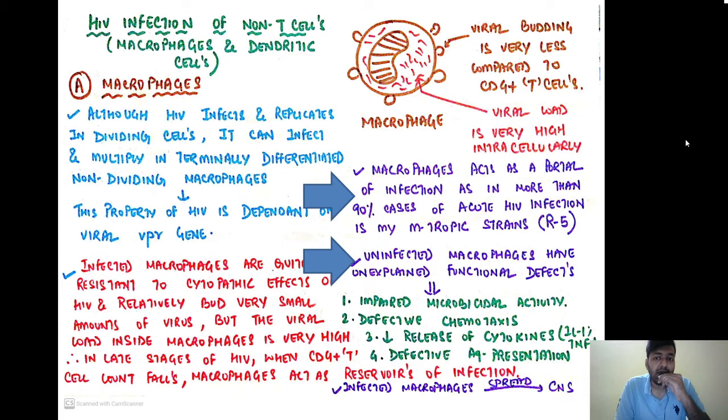Remember, the uninfected macrophages also have unexplained functional defects like an impaired microbicidal activity, defective chemotaxis, decreased release of important cytokines like interleukin 1 and TNF, as well as defective antigen presentation. Also, a very important point is that the infected macrophages have a major role in the spread of HIV towards the central nervous system, to the CNS. So infected macrophages help the spread of HIV to the CNS.